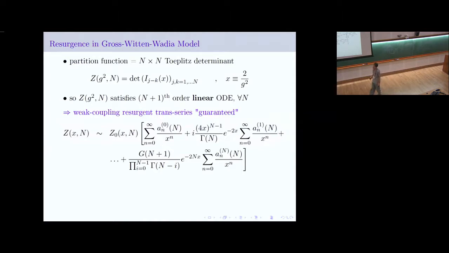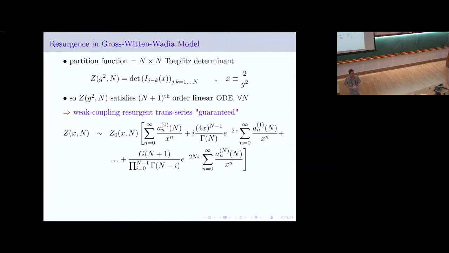Okay? It's also clear, just mathematically speaking, for a fixed n, this guy satisfies an (n plus 1)th order linear differential equation. Because each Bessel function satisfies a second order equation. So if you multiply two of them, it satisfies a third order equation. If you multiply three of them, it satisfies a fourth order equation. If you have this determinant, it's basically a sum of n of them. There's going to be an (n plus 1)th order differential equation that it satisfies.